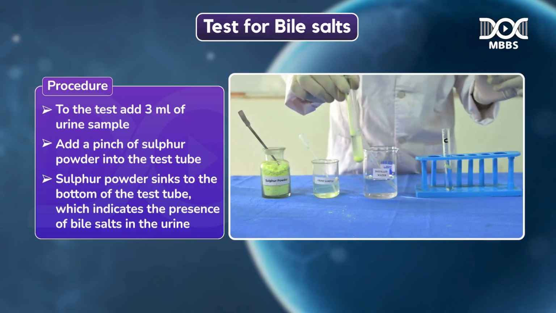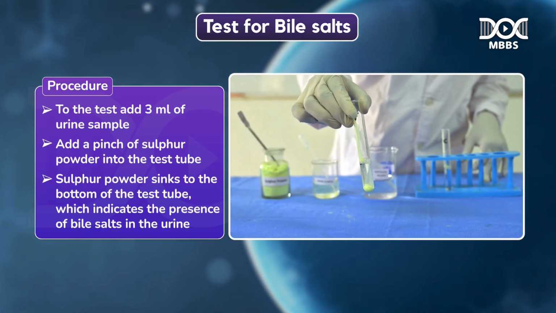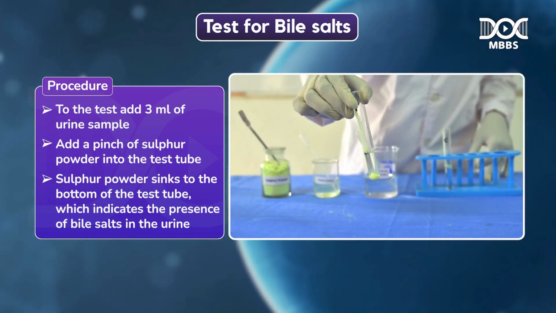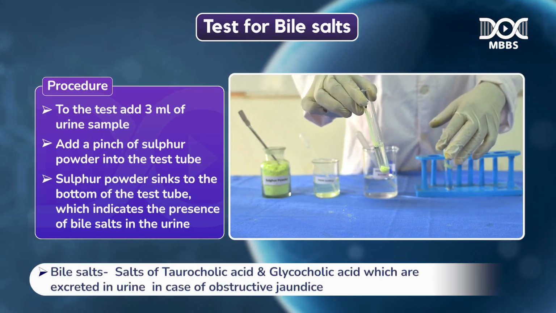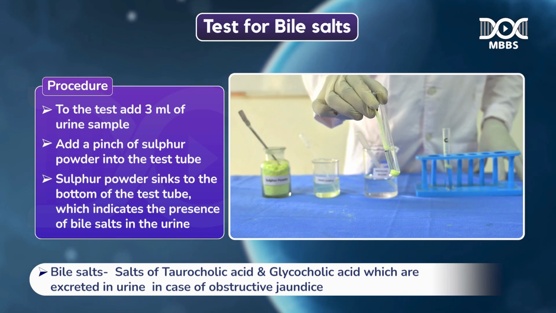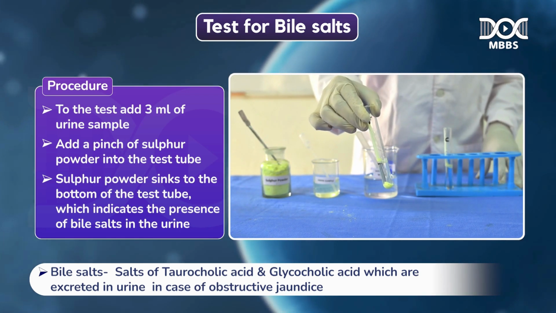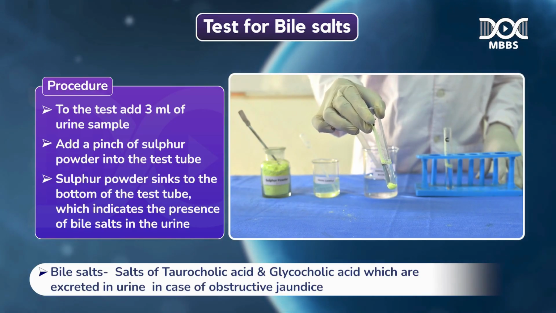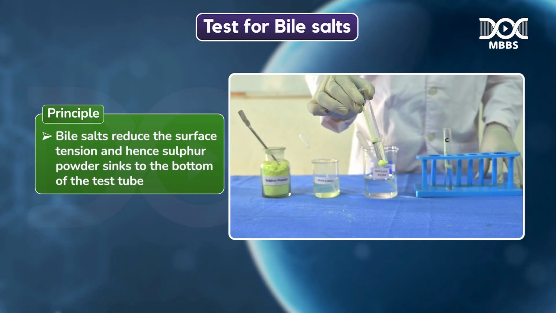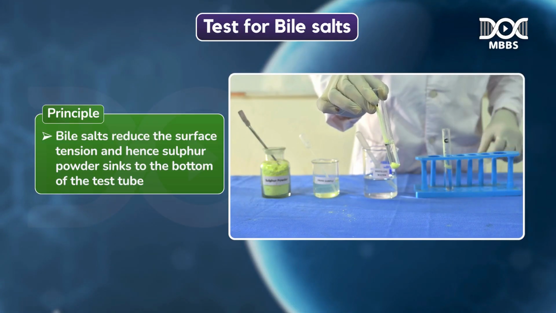After adding sulphur powder into the test tube, the sulphur powder sinks to the bottom of the test tube. It indicates the presence of bile salts in the urine. The bile salts are the salts of taurocholic acid and glycocholic acid, which are excreted in the urine in case of obstructive jaundice. The principle behind this is that the bile salts reduce the surface tension, and hence the sulphur powder sinks to the bottom of the test tube.